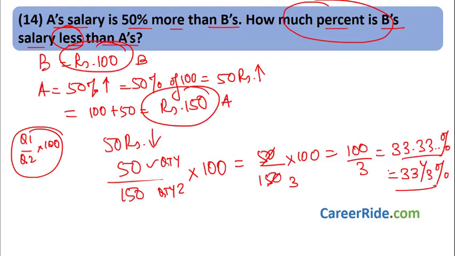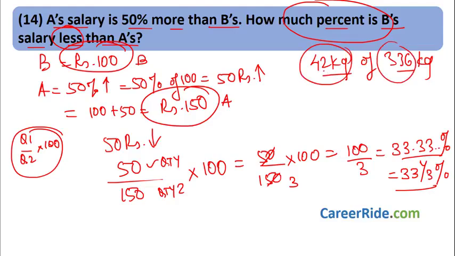Let's revise this again. Let's see what the difference was from the previous sums. Here initially what we wanted, what is 42 kg of 336 kg, that means what is one quantity as compared to other quantity. Here what we want, how much less is one quantity as compared to other quantity. That less makes us subtract the value and take only the difference, and we have to take it as compared to the second quantity, right? So B's salary is 50 rupees less. So we have 50 divided by A's salary into 100, and we got 33 1 by 3%.